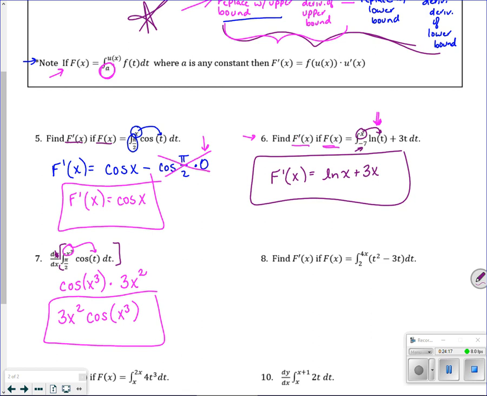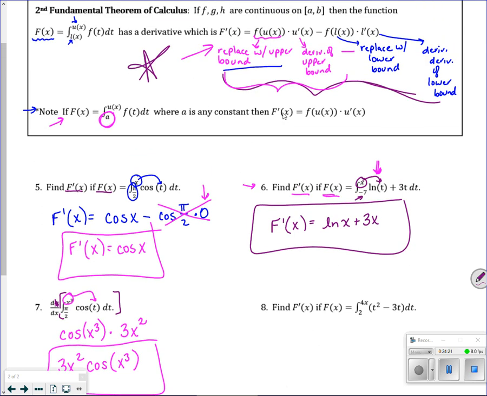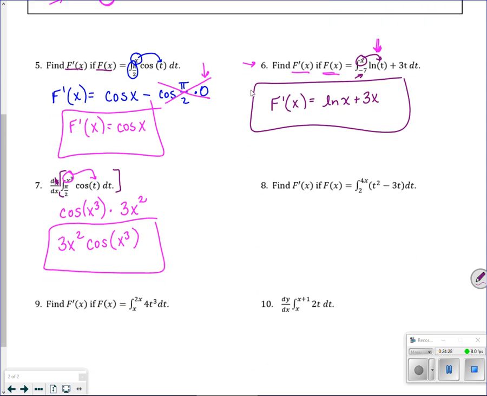I don't expect you to memorize those letters up here because F, U, L, L, too many letters. Memorize the process. Replace with the upper bound times the derivative of the upper bound minus, and then do the lower bound. So let's try number 8.